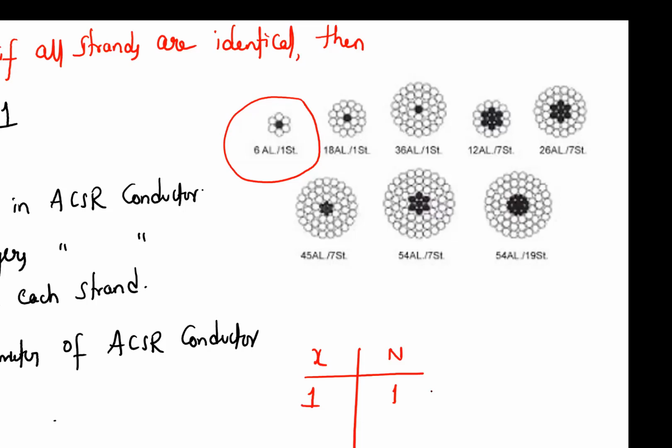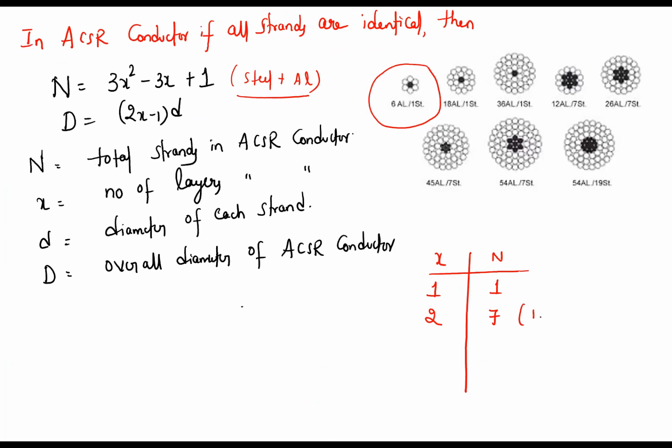No, I never said that. In an ACSR conductor, if all strands are identical, it is a combination of both steel and aluminum strands. So N includes both steel as well as aluminum, both included. So when x is equal to 2, the total N is 7. And how are they distributed? First layer contains 1, second layer contains 6. If x is 3, the total is 19. First layer 1, second layer 6, third layer 12. So like that, you are going to get the total number of strands.